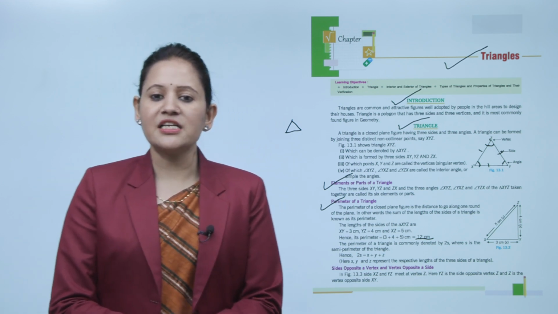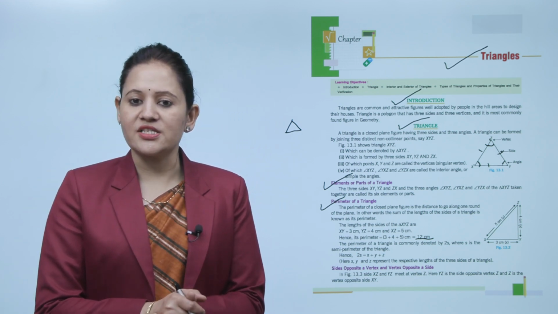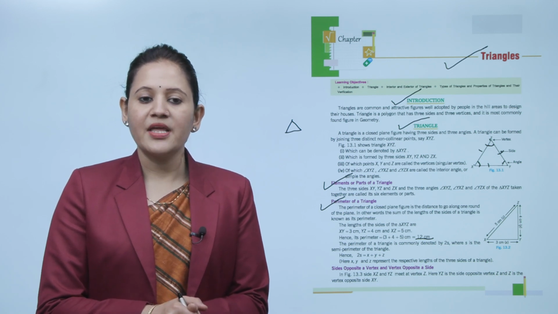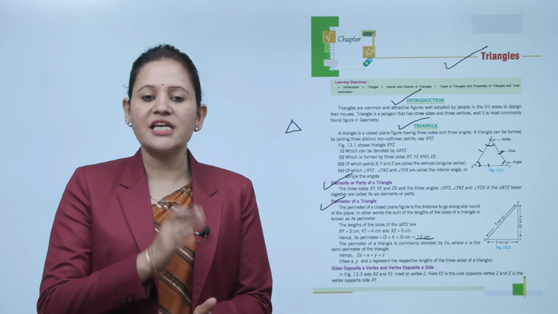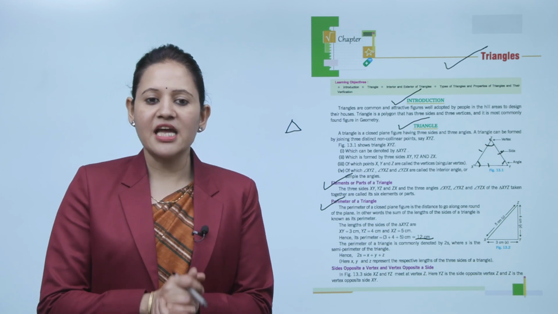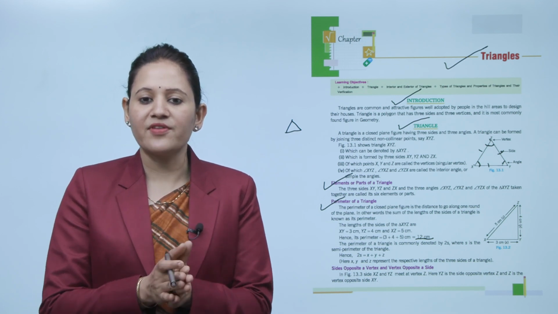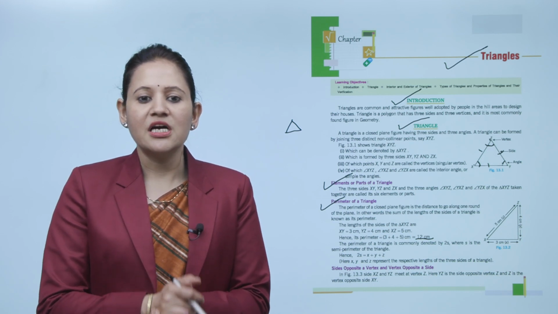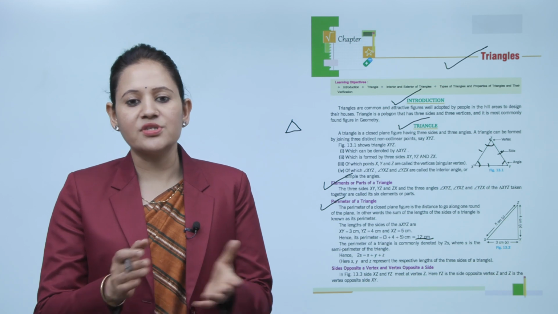The perimeter of a triangle is commonly denoted by 2s, where s is the semi-perimeter of the triangle. Hence, 2s equals x plus y plus z, where x, y, z represent the respective lengths of the 3 sides of the triangle. Next is side opposite a vertex and vertex opposite a side.